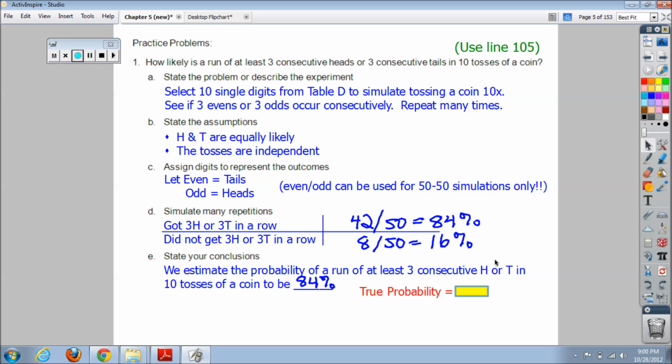Now the whole goal of this chapter is later we're going to do a lot more probability. So the true probability that you don't technically know how to calculate yet is 0.826. 82.6% is the true probability. And how close was our simulated probability to our true probability? It is pretty close. So you can see that just using a simulation gets you at least somewhat close to the actual true probability without actually calculating it.